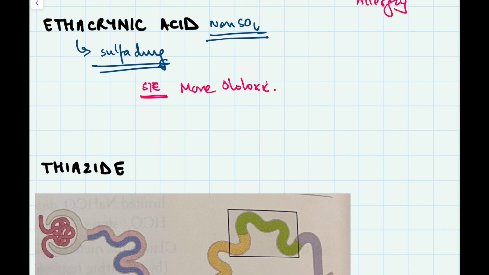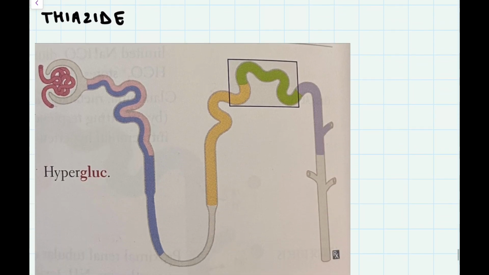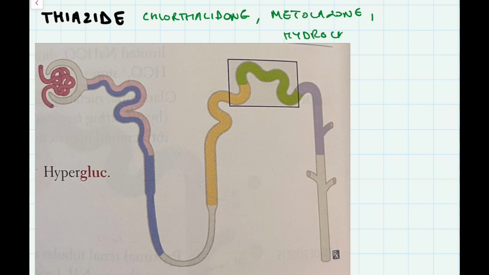Next we have the thiazide diuretics. The examples are chlorthalidone, metolazone, and hydrochlorothiazide. Right, so they will inhibit the sodium chloride channel in the DCT, and they decrease the diluting capacity of the nephron. And one more point, or the difference point from loop diuretic, is that they decrease the calcium excretion. So there will not be any hypercalciuria.